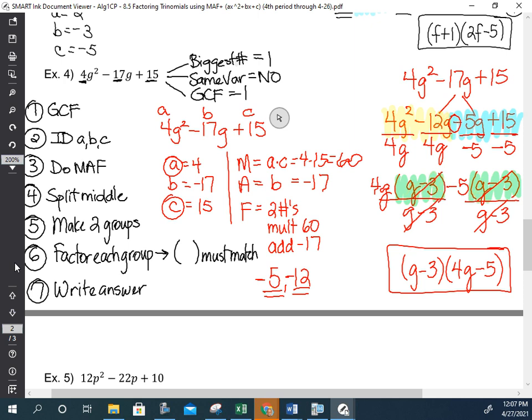All right, so looks like we're okay. Not hearing any, not seeing anything in the chat. So it looks like it's time to move on to example 5. So let's look at example 5.